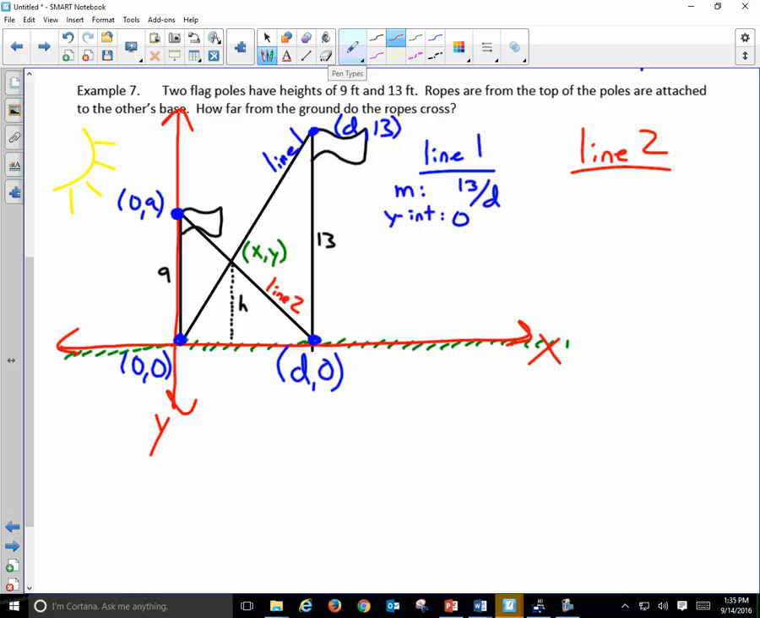Line 2. I look at the slope. What is the rise of line 2? Close, negative 9. What is the run? D. And how about the y-intercept? 9.